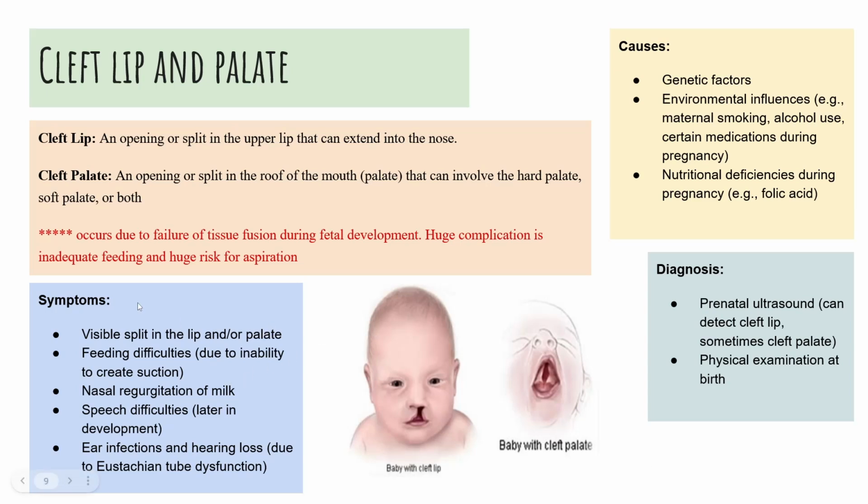Symptoms: you will see the physical defect on their face. Feeding difficulties will be there. Nasal regurgitation, where the milk will come back through the nose. Speech difficulties will be there, and ear infections, because the milk will pass from the mouth and go to the ear and cause dysfunction, right? Diagnosis will be done by prenatal ultrasound to find out the cleft lip defect. You can see it on this ultrasound, and a physical examination at birth can help to identify it.